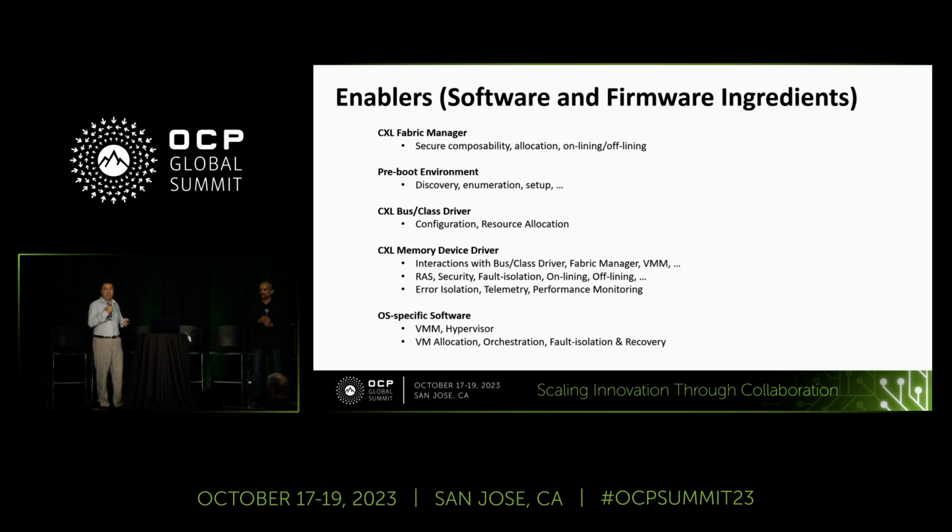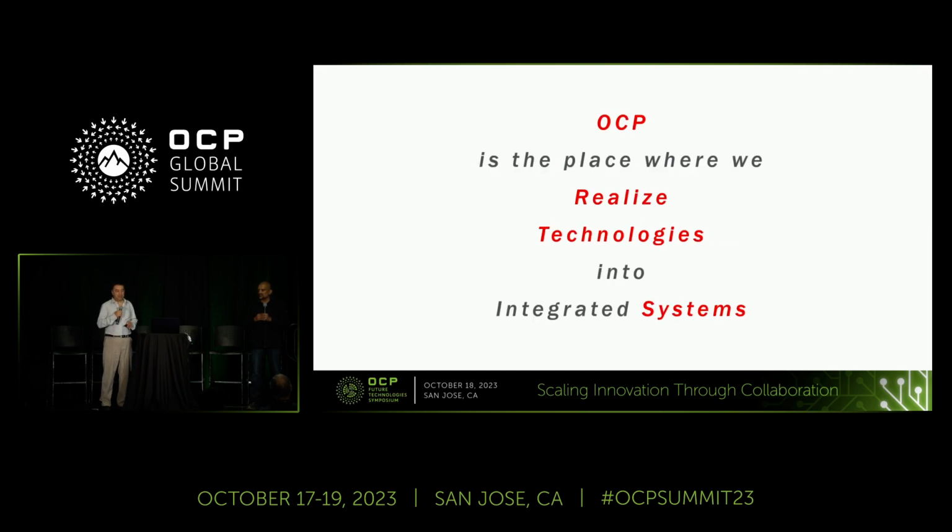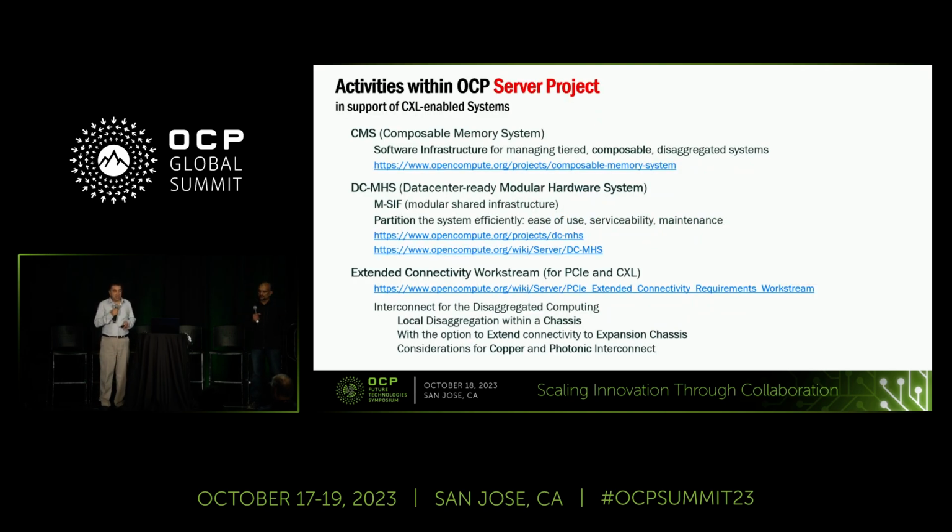So Jeff discussed a number of these aspects through software layers that we need to have to enable all of these capabilities. Again, repeating the message, we have to now start looking at a common software architecture, as well as have reference designs built through OCP, and then we can find a way to realize these systems in the coming future. Basically, OCP is where we realize these technologies into systems.